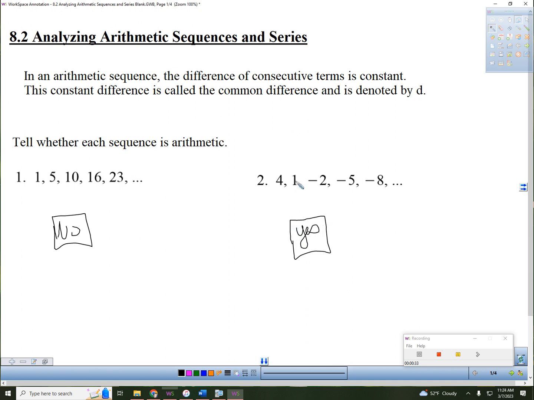And if you're unsure, you can always take a term and subtract the one in front of it. So 1 minus 4 is negative 3. So I'm subtracting 3 every time. Or negative 2 minus 1 is negative 3.